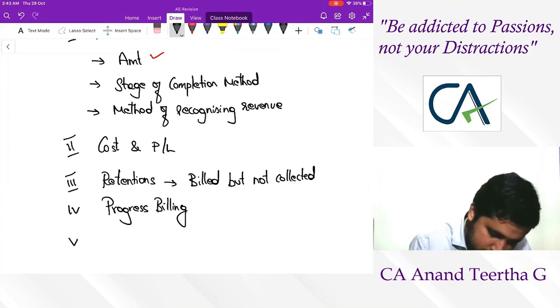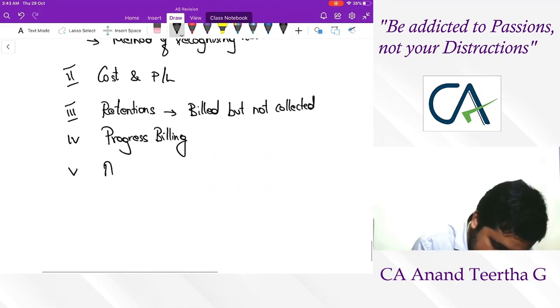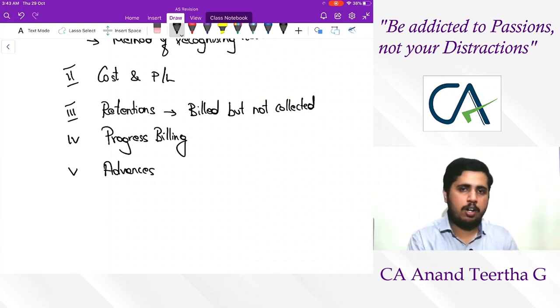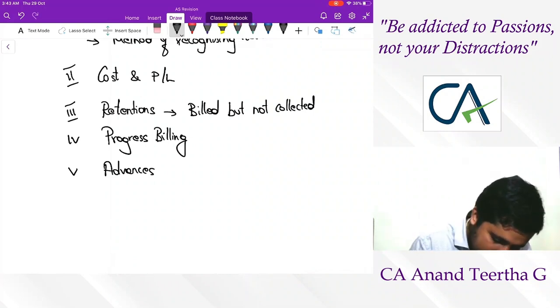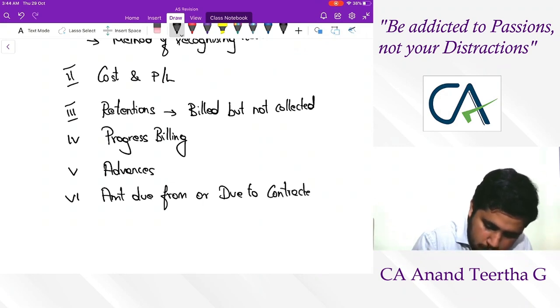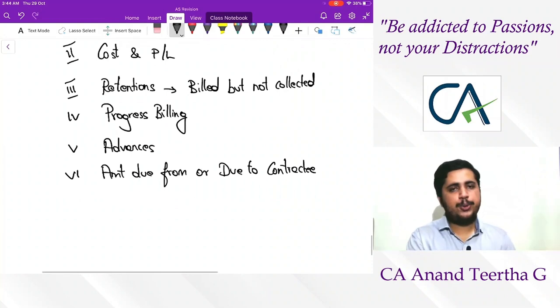Then fifth one, you have to tell any advances collected. You haven't asked for the money but the contractee has given it to you. So advances collected from the contractee. Then last one, amount due from or due to contractee. Amount due from or due to contractee.